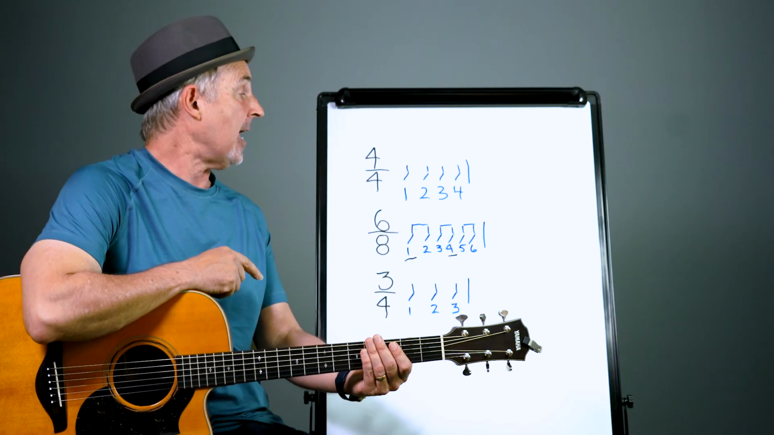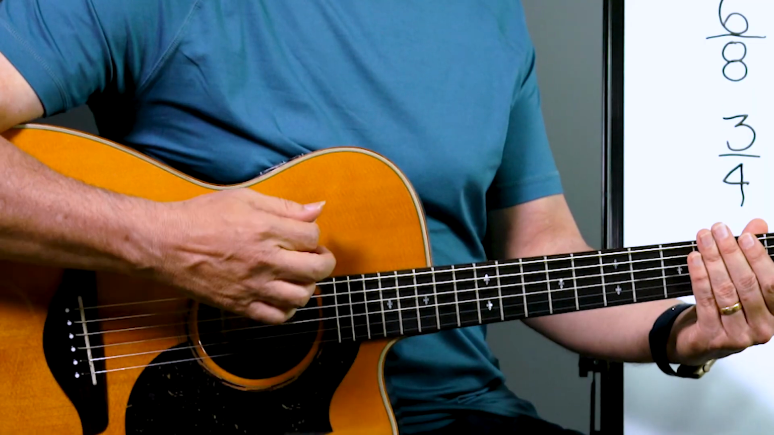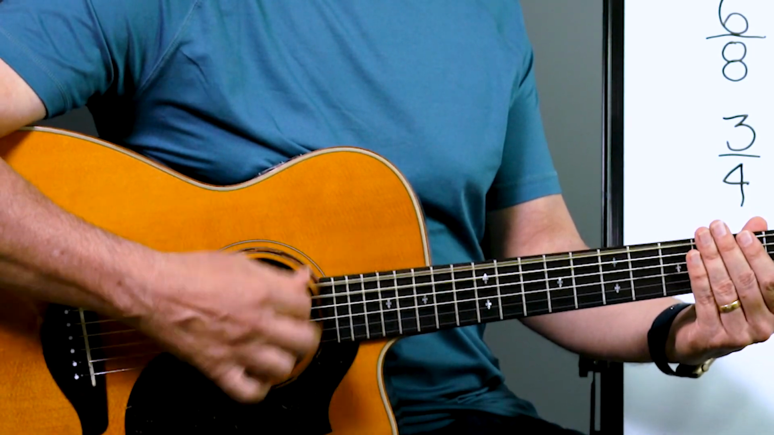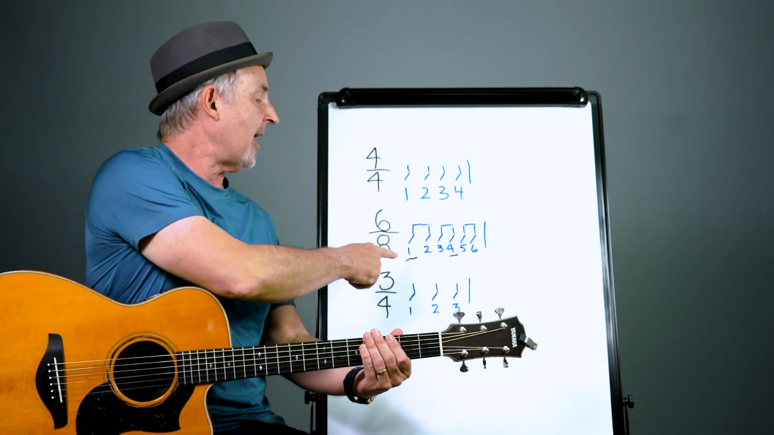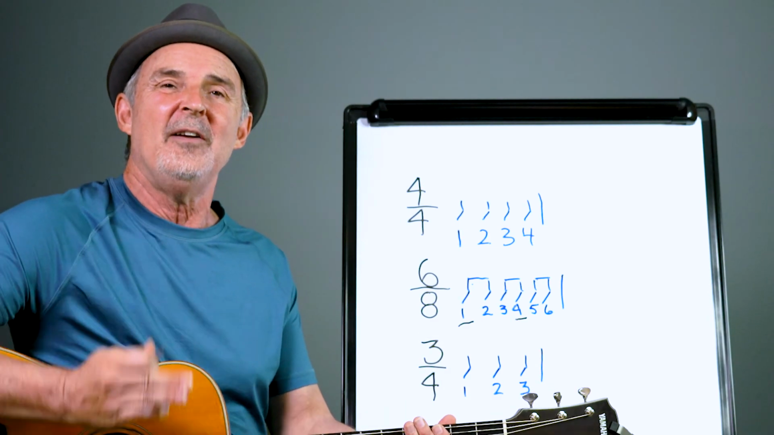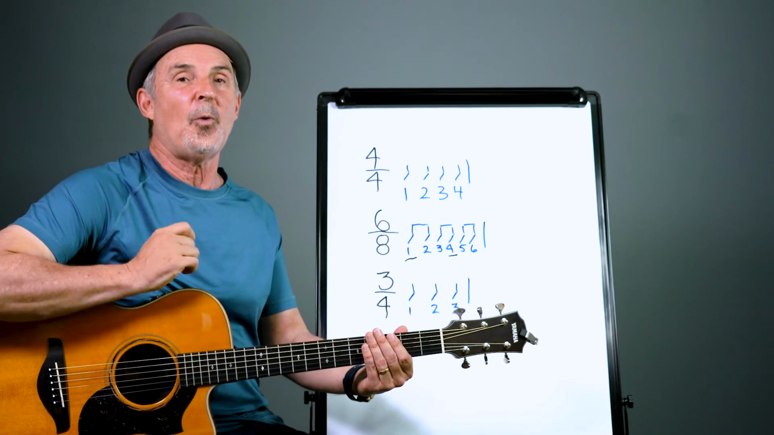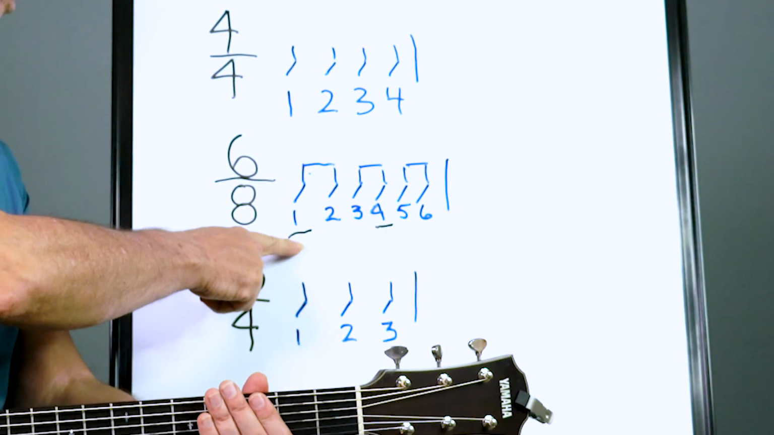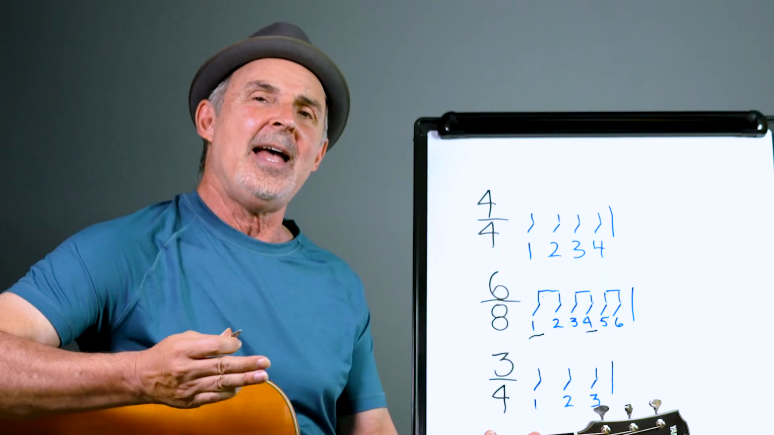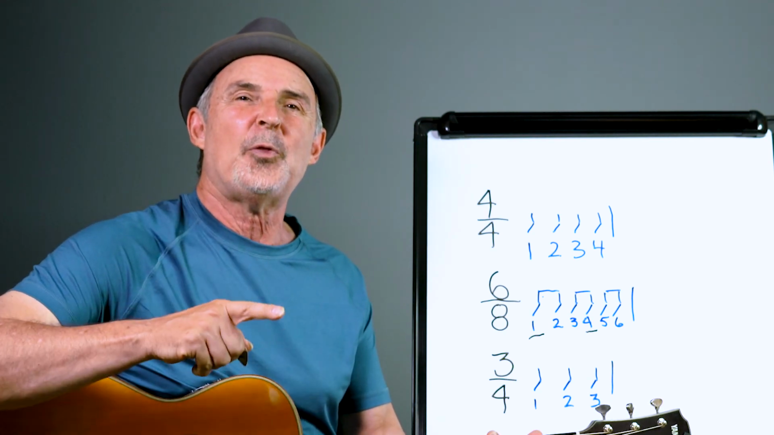Now, let's go on to 6/8. 6/8 has 6 pulses, so it could sound like this. 1, 2, 3, 4, 5, 6. 1, 2, 3, 4, 5, 6. That was 2 measures. You'll notice that even though these are 8th notes and these are quarter notes, it doesn't really make a difference in terms of feeling the pulse. It does make a difference when you go on to reading music, but for now, not to worry. You'll also notice I put a little underline on the 1 and the 4. That's because we put a little extra emphasis on those 2 beats.